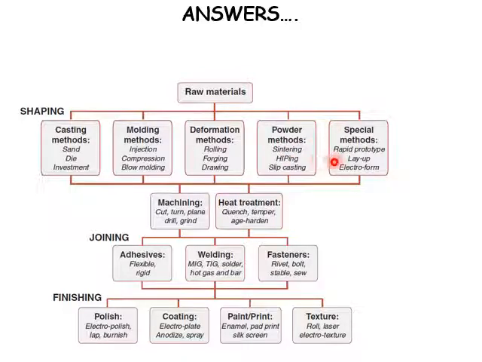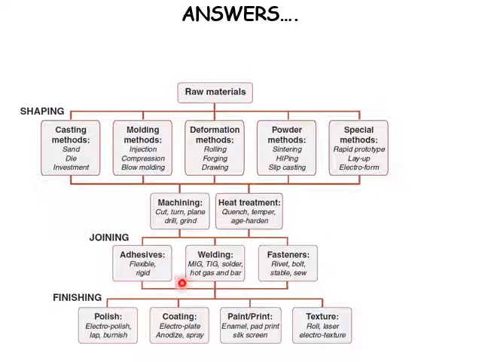sintering, hot isostatic pressing, and shape casting. Then you have special methods, which are rapid prototyping, lay-up, and electroforming. And then you also have machining, which is the secondary: cut, turn, plane, drill, and grind. And then you have heat treatment, which is quench, temper, and edge hardening.